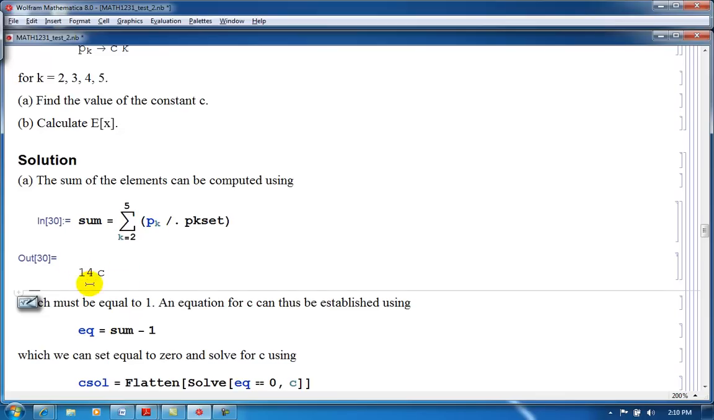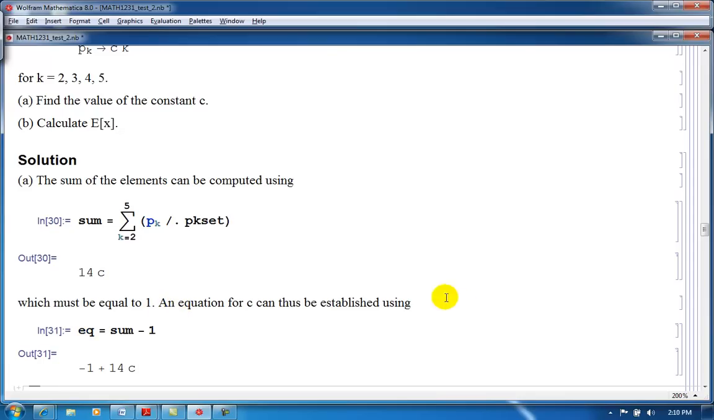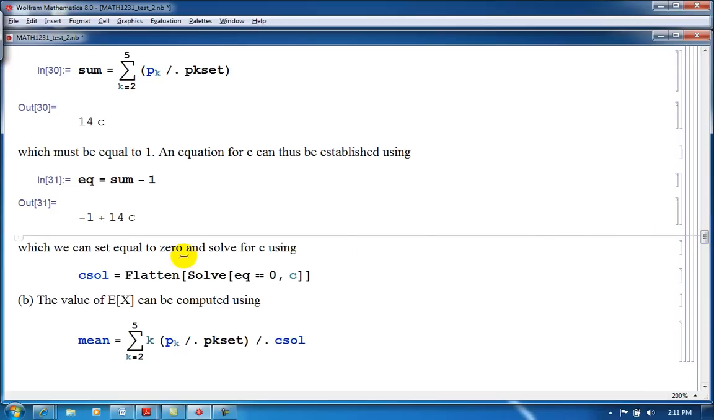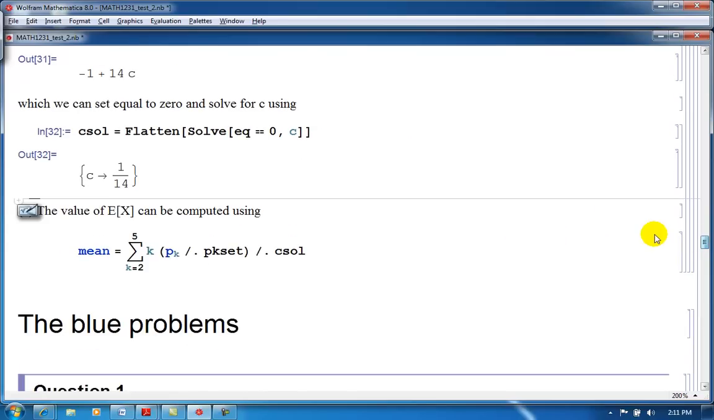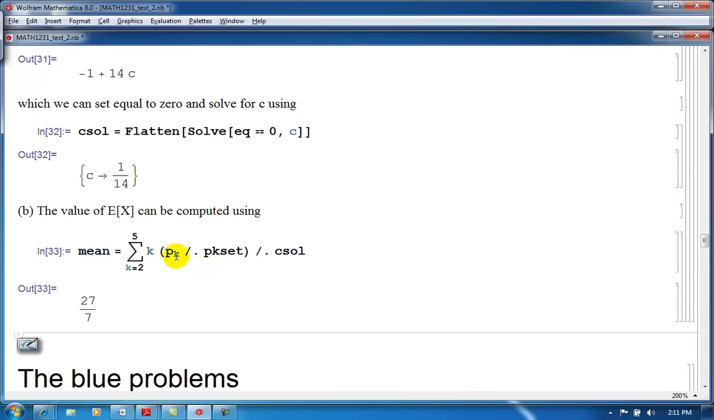And of course, if this is to be a probability distribution, then this sum must be 1. So we get an equation for c by setting the sum equal to 1, or minus 1 equal to 0, and then we can solve for c by solving the linear equation, and we get 1 over 14. And now to calculate the expectation value, or the mean, the mean is given by k times the probability distribution, and we have to evaluate that for the value of c, and the answer comes out to be 27 over 7.